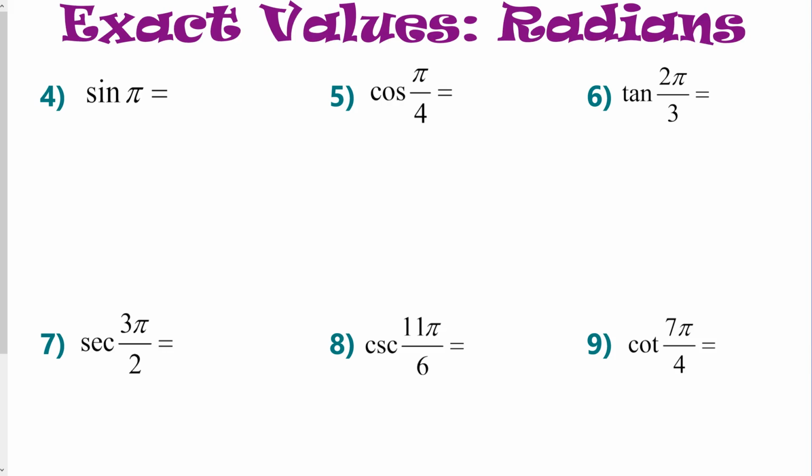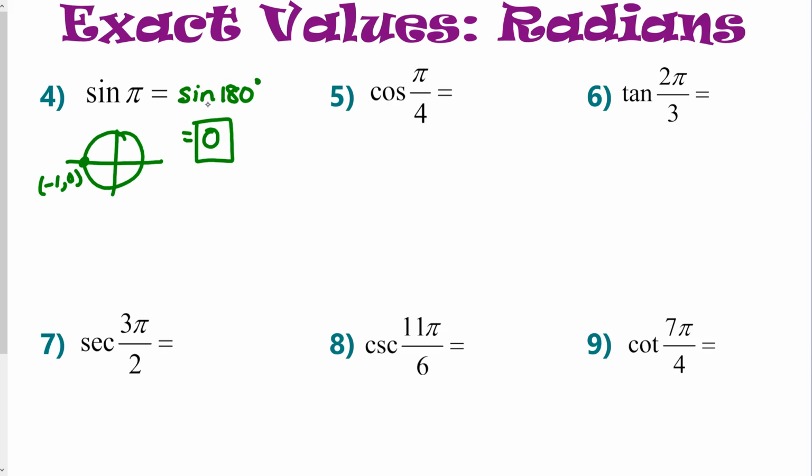The first thing I like to do is convert my radian measure into degrees. So if I see sine of pi radians, I know that it means sine of 180 degrees. Then I just do that problem the way I always have. Unit circle, here's 180, that's the point -1, 0. Sine is the y-coordinate, so the answer is 0.